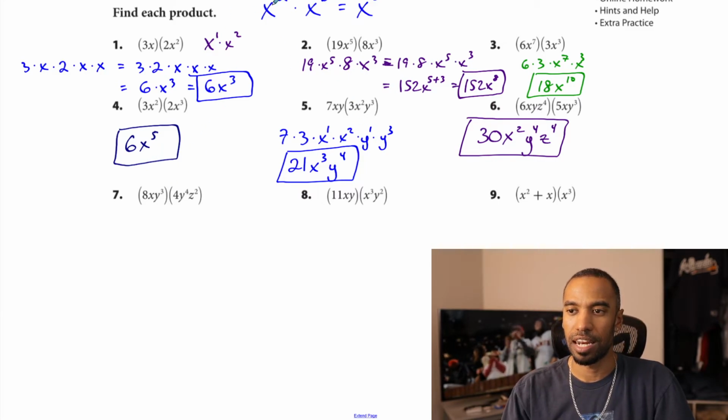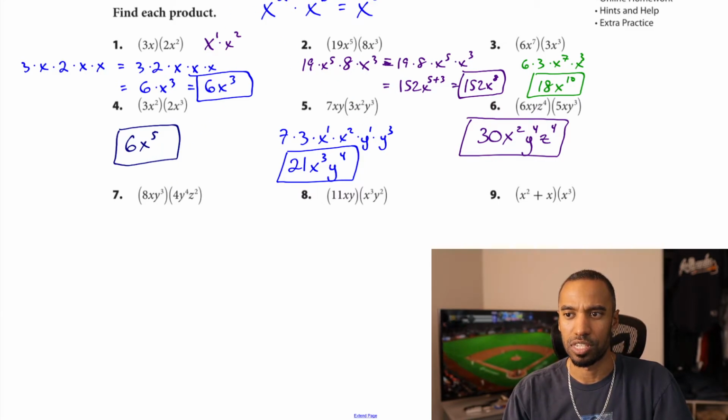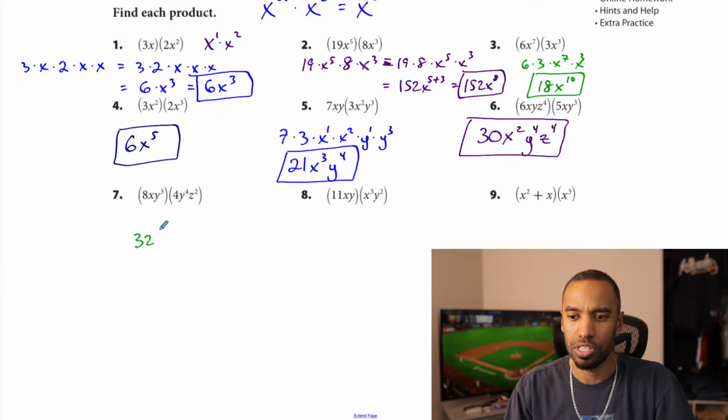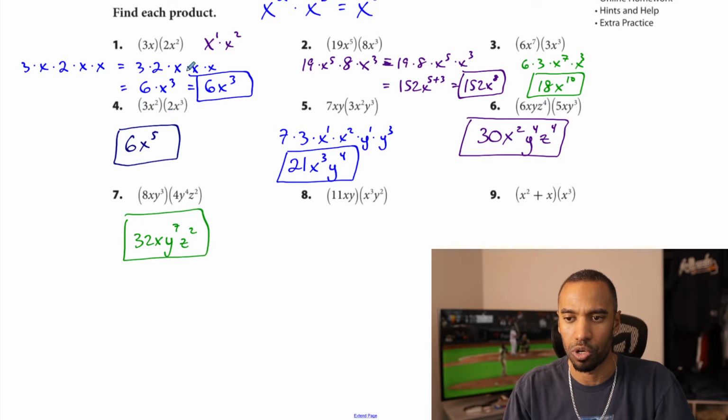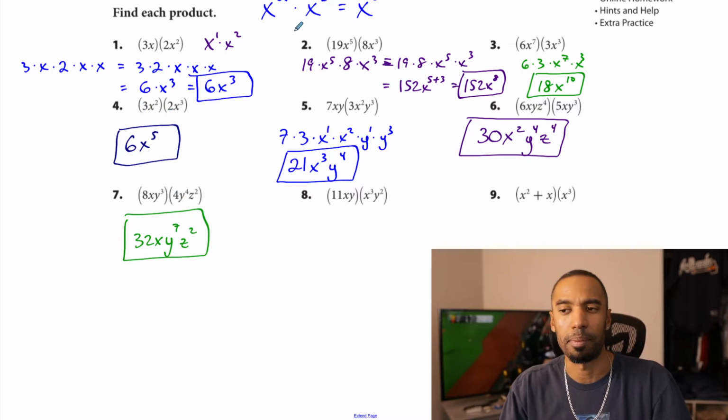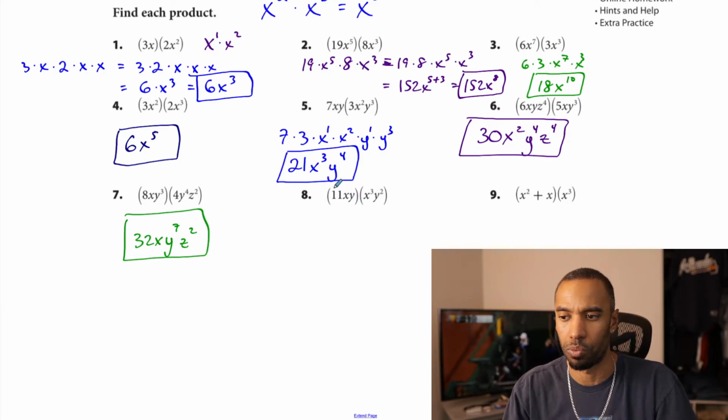Okay, 7 and 8, they should go pretty fast now that we've seen several of these. Let's jump to the green. 8 times 4 is 32. X, no other x's here, but that one x alone. And y cubed times y to the 4th is y to the 7th. And there is a z squared left over. Once again, guys, I don't know how much work really needs to be shown once you recognize the stuff. All the expanding stuff was just me teaching it. And maybe at this point you're getting it. Maybe you can go without the work.